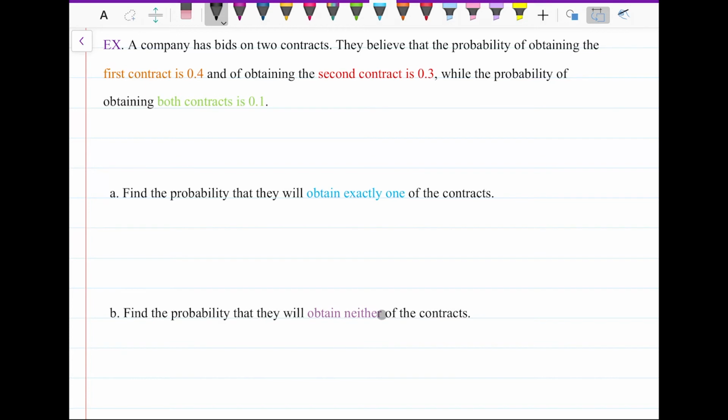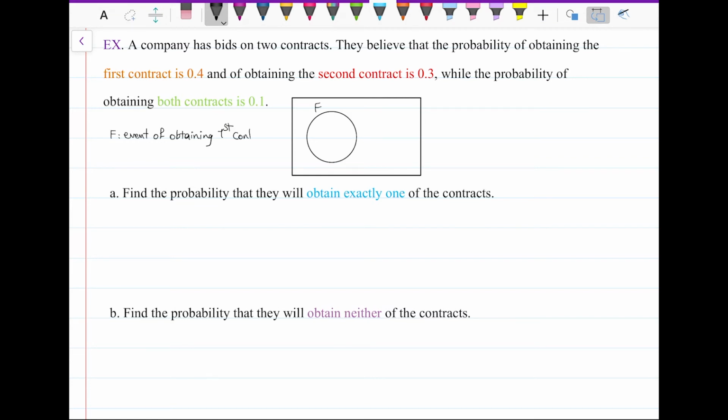Whenever we have this kind of problem, it's good to have a Venn diagram. So let me start with a good Venn diagram. I have a set, let me call it F, and F is the event of obtaining the first contract.